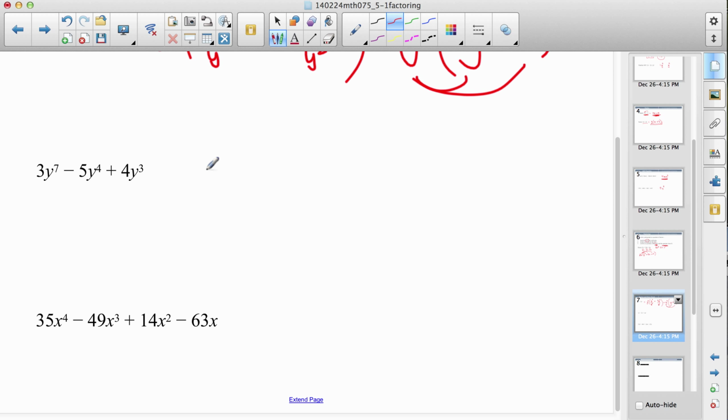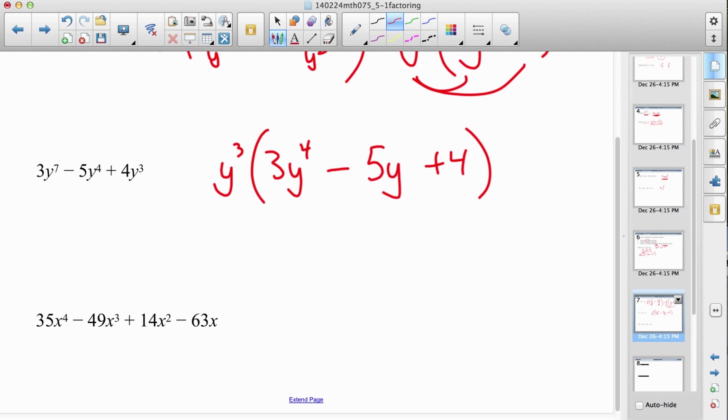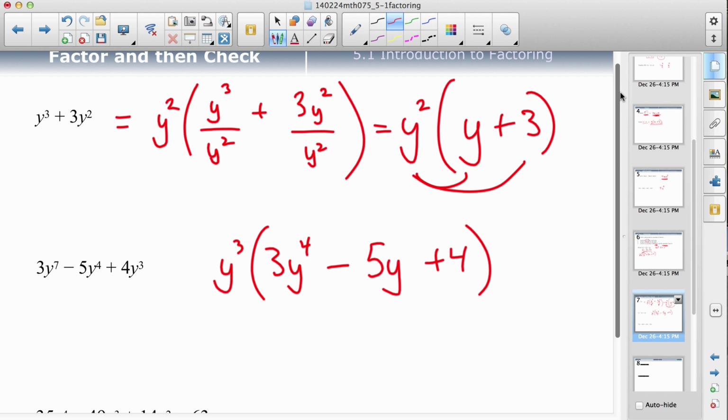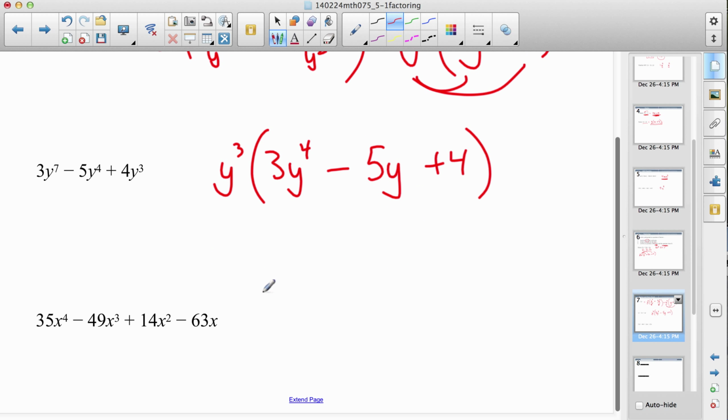Okay, I'll do them. There's no number, so y cubed would be the biggest. If I divide this by y cubed, I get 3y to the 4th minus. Divide this by y cubed, I get negative 5y. Divide this by y cubed, I just get a positive 4. Notice how I skipped that step where I wrote the division of each of those. If you like that though, go ahead and put it in.